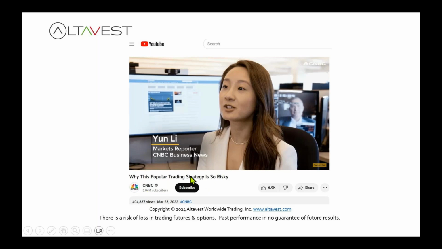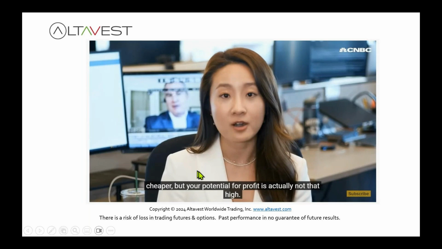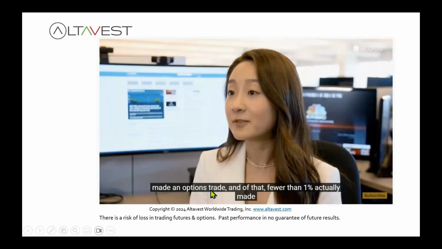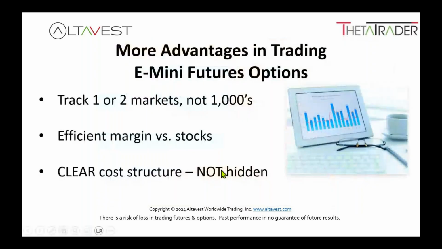So, why is this popular trading strategy so risky? Well, what she's referring to is just buying options. The appeal for retail investors to buy options is that they're much cheaper, but potential for profit is not that high. In 2021, 11% of Robinhood's active users made an options trade, but of that 11%, fewer than 1% actually made a multi-leg options trade. So what she's saying is basically nobody in the retail audience is doing option spreads. And that's really where you want to be.